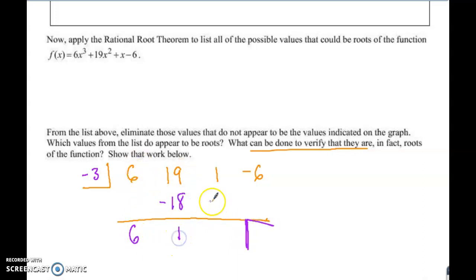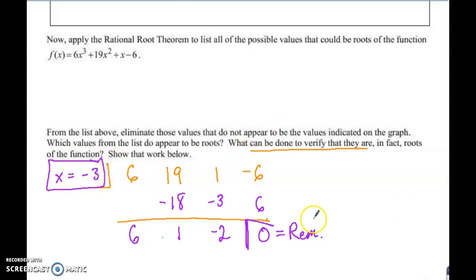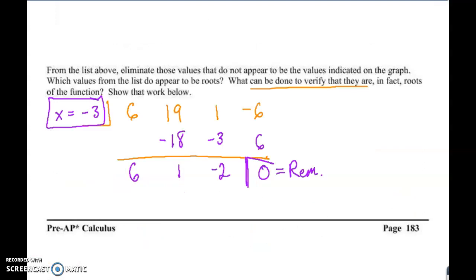Adding straight down, adding straight down. When you get a remainder of 0, that tells you that x equals -3, or whatever was in this box, was a root. Now, as you notice, we actually have enough information to finish the problem, because now we're down to a quadratic.